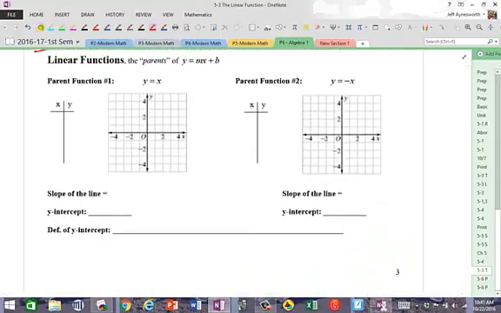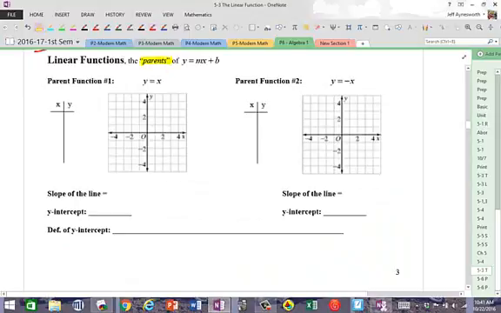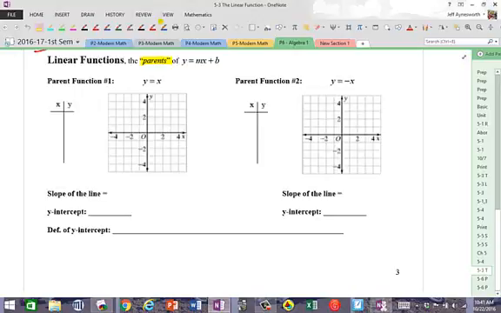We're going to start off with what are called our basic parent functions. Parent functions, like mom and dad. All the other functions kind of look like these guys. They kind of behave like these guys because they're the offspring. So let's learn from the parents what they look like and then be able to apply it to our new functions called the offspring.